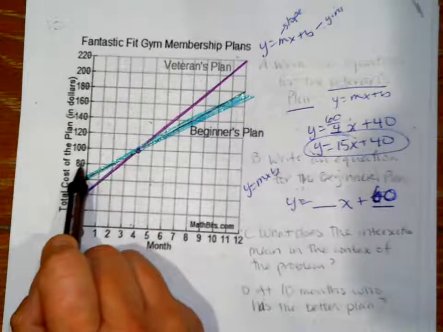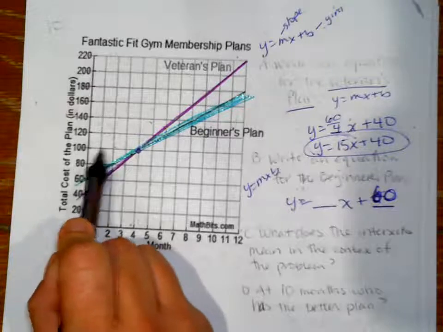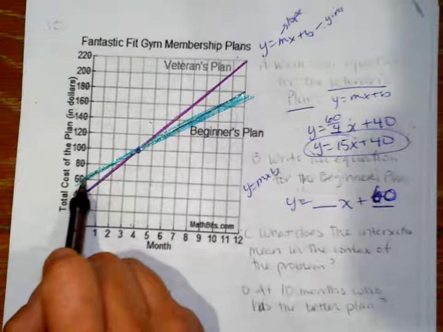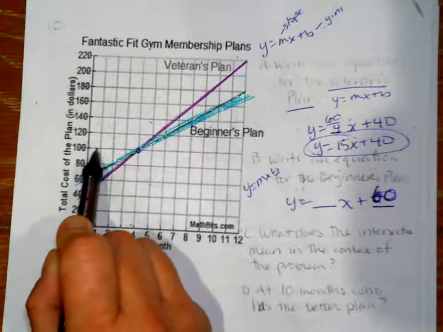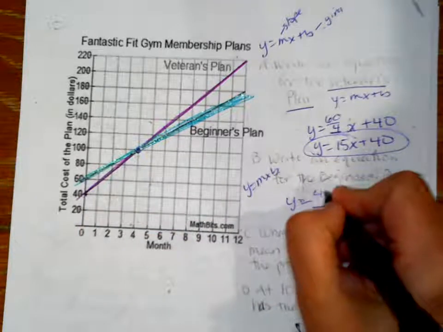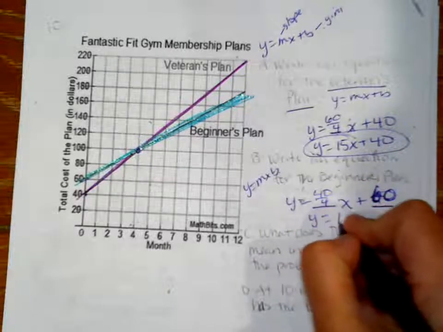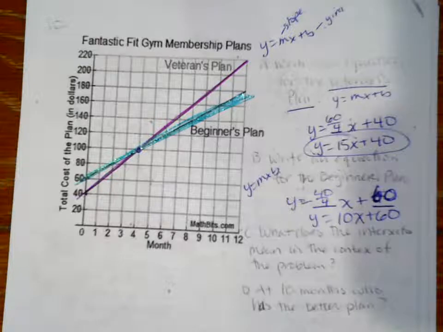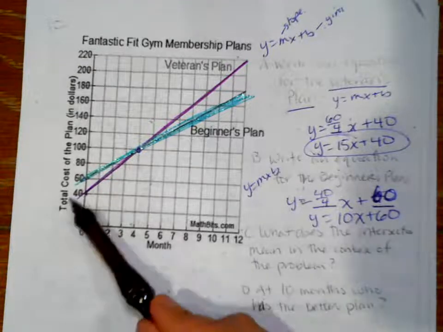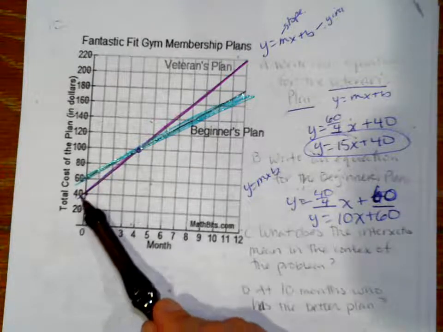So I'm going up 20, 40, and over 1, 2, 3, 4. So there's my y-intercept at 60. I'm going up 20, up 40, over 1, 2, 3, 4. So 40 over 4, y equals 10x plus 60. Okay. Always start with your y-intercept. It's going to make it the easiest.